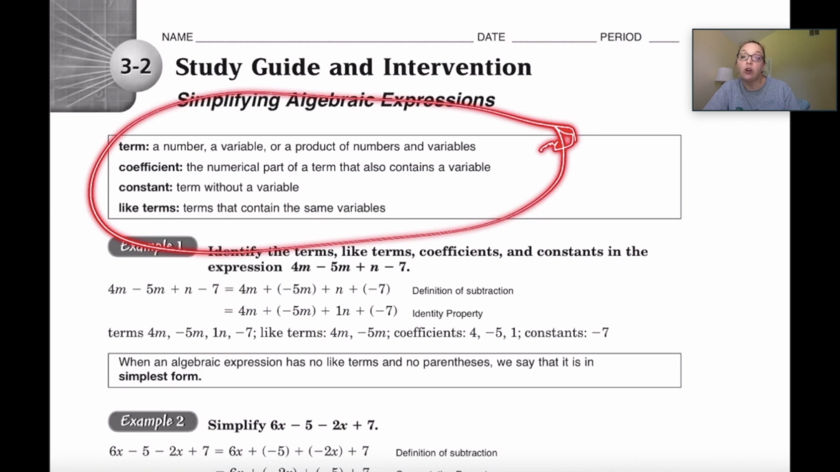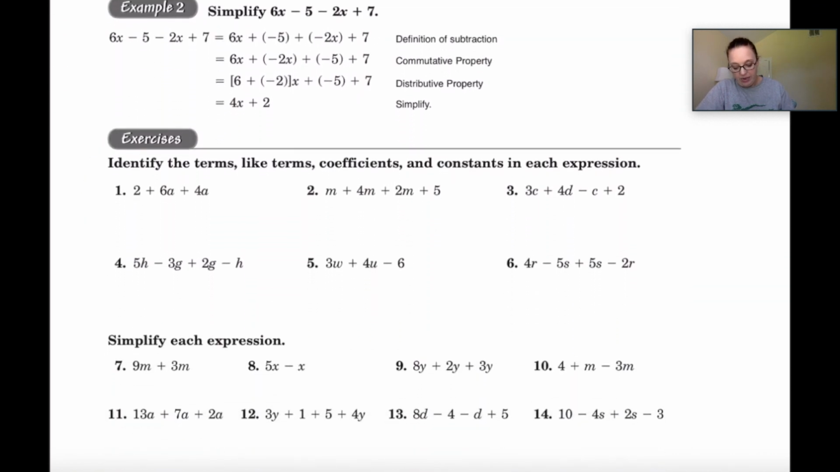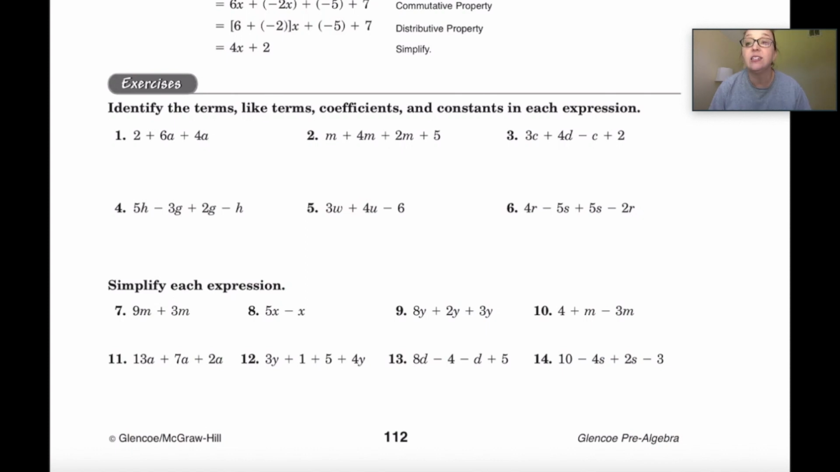Coefficient is the numerical part of a term that also contains a variable. A constant is just a term that does not have a variable, and like terms are terms that have the same variable. So we're going to skip all the way down to the exercises, and we're going to do a few of these together. This first section says to identify the terms, like terms, coefficients, and constants in each expression. So we're going to go to number 1, and I'm going to circle all the terms that there are.